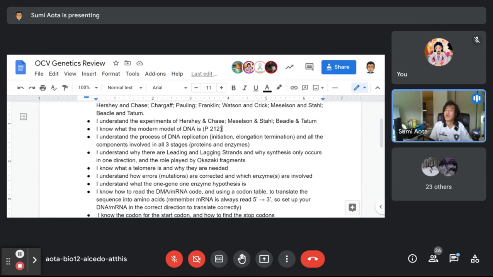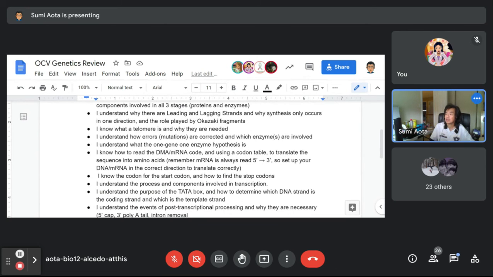Okay, you should be able to explain why you have leading and lagging strands, why synthesis only goes in one direction, and how Okazaki fragments play a role in the lagging strand to make a new DNA strand. Okay. You know what a telomere is, why they're needed. Okay. You understand how errors or mutations are corrected, and which enzymes are involved in that correction. You understand what the one gene, one enzyme, or one gene, one polypeptide hypothesis is.